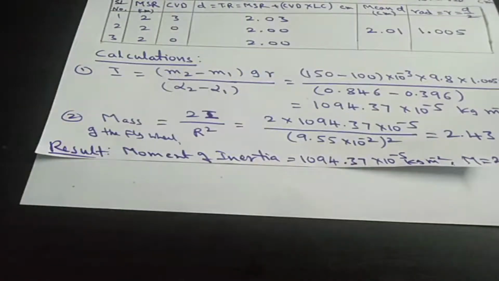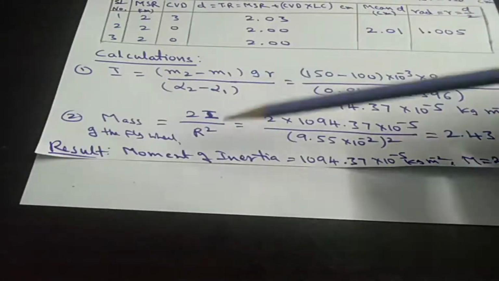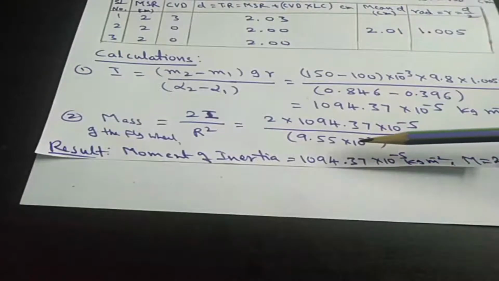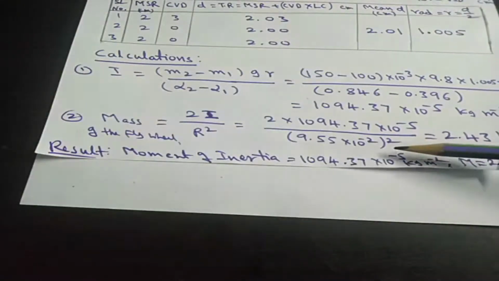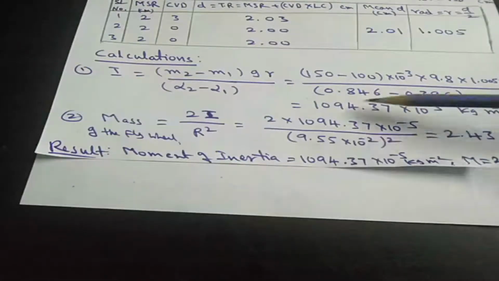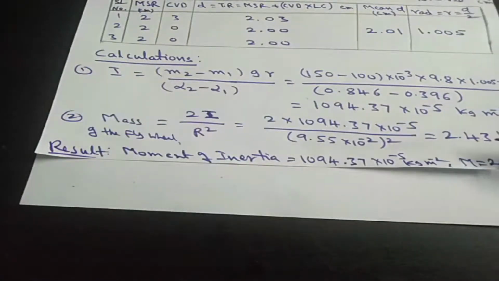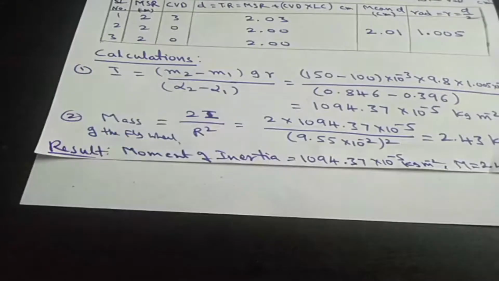Then the further calculation is the mass of the flywheel. The formula for the mass of the flywheel is 2I by R square. So substitute the moment of inertia calculated here, 1094.37 into 10 to the power of minus 5, and divide by capital R square, that is the radius of the flywheel, 9.55 into 10 to the power of minus 2 whole square. After calculating this, you will get the mass of the flywheel as 2.43 kg.